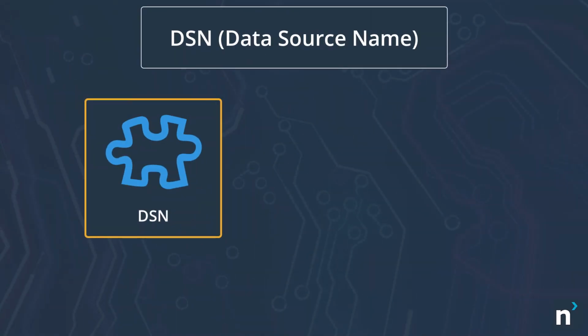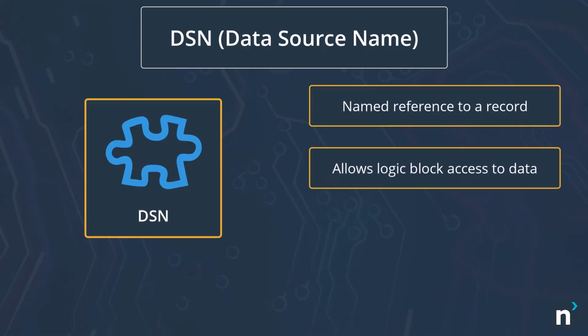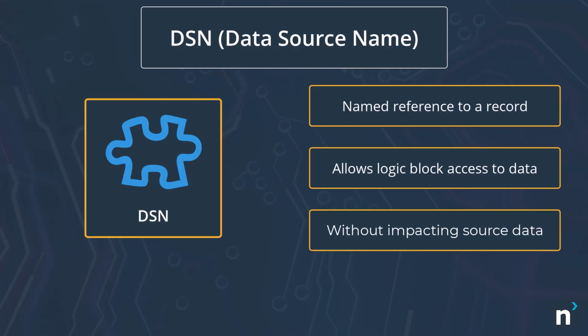A DSN, also known as a data source name, is a named reference to a specific record. This could be an existing record in a table, or a temporary record created within a logic block. It allows a logic block to consistently access field values without directly working on the source data.